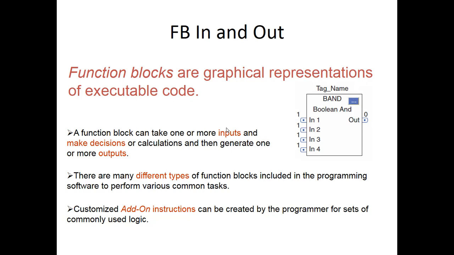So function blocks, once again, are graphical representations of executable code. Here it looks like a band, taking inputs on the left, and there's some code in here. We don't always know what's going on with these inputs to create an output. In this case, it's a Boolean AND. So I know it's an AND, so it'd be input 1 and 2 and 3 and 4 to get that output. The AND and the OR are what we did, and those make the most sense, but we'll be creating much more sophisticated functions and function blocks.